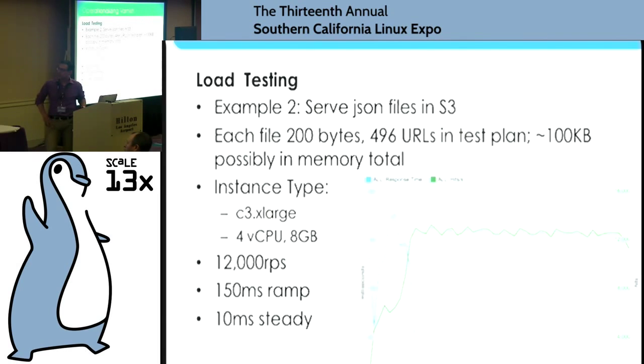And at the very beginning, we saw a 150 millisecond ramp to S3. Once we had it in cache, it dropped down to 10 milliseconds, and we were able to do about 12,000 requests per second on a C3 extra large. So 12,000 requests a second. If you've got mobile configs, application configs that are just reading JSON files, something that publishes JSON objects, this is the type of throughput you can expect.